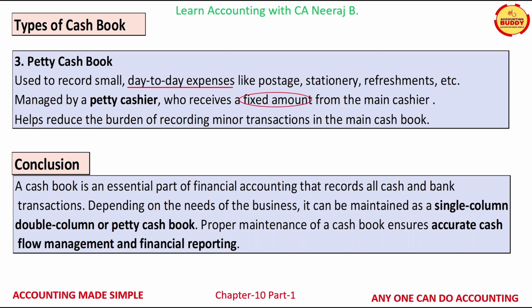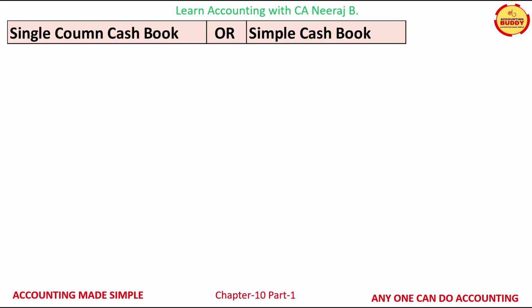A cash book is an essential part of financial accounting that records all cash and bank transactions. Depending on the need of the business, it can be maintained as a single column, double column, or a petty cash book. Proper maintenance of a cash book ensures accurate cash flow management and financial reporting. Let us learn more about single column cash book and its format.